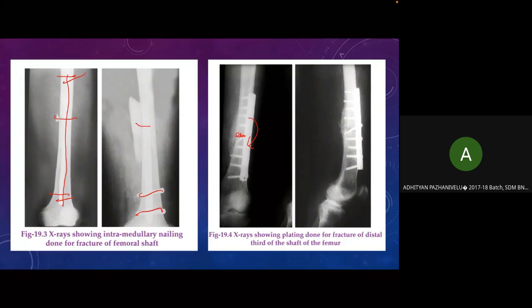However, now we have locking compression plates and dynamic compression plates which work on load sharing also. This is another fracture of the diaphysis where they have done a plating, and they have put the plate to the anterior or the lateral aspect of the limb.